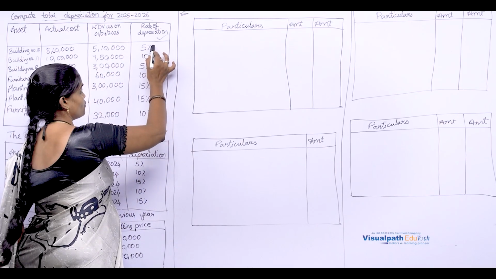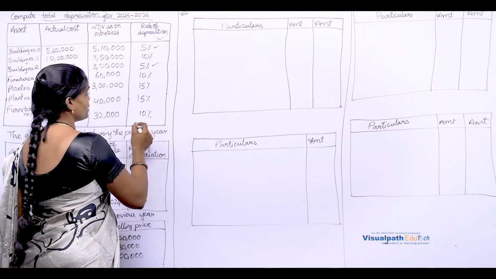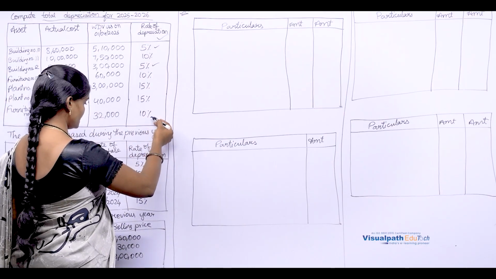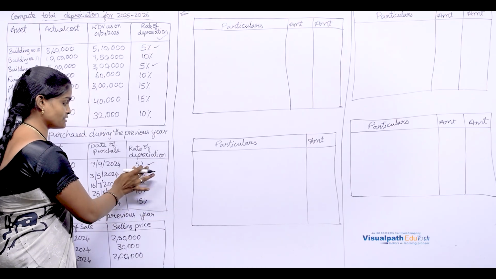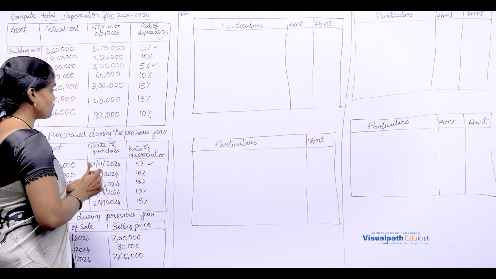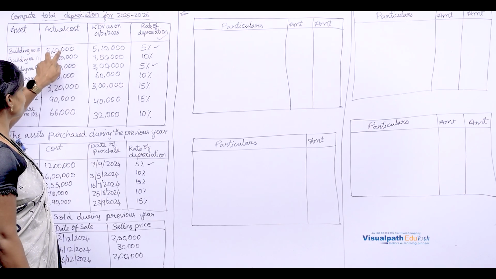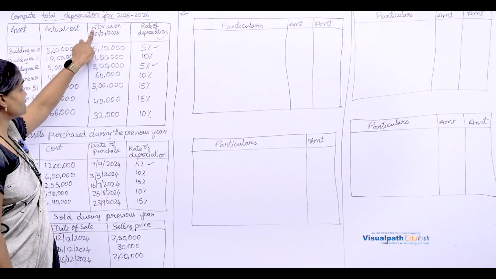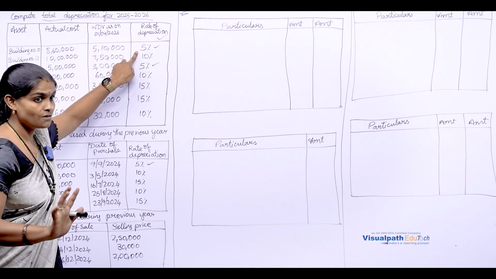So now first we will go with 5%. Okay, 5%. Here you have one more 5%. Still any more here. Again in additional purchase also you have 5%. What you have been purchased? Building number 10. Actual cost is 8,60,000. Written down value is 5,10,000. Rate of depreciation is 5%.